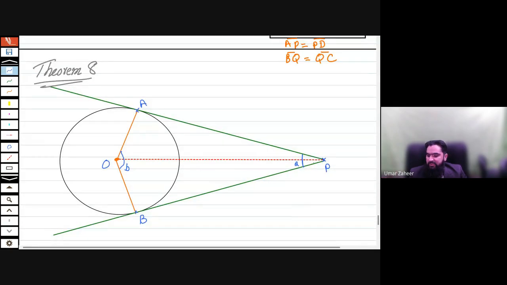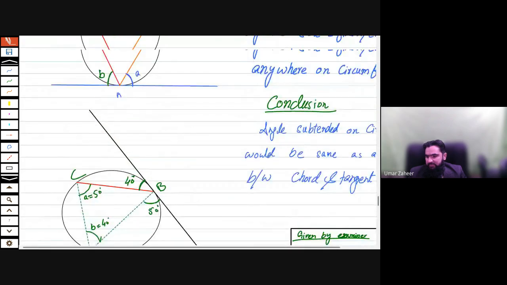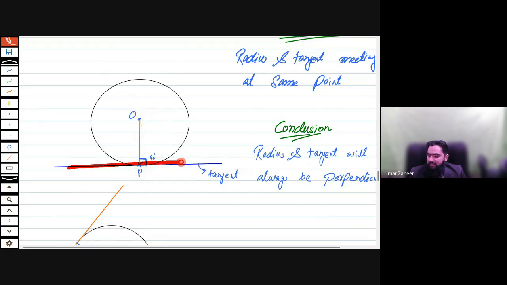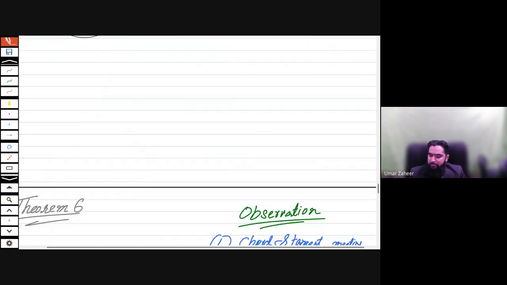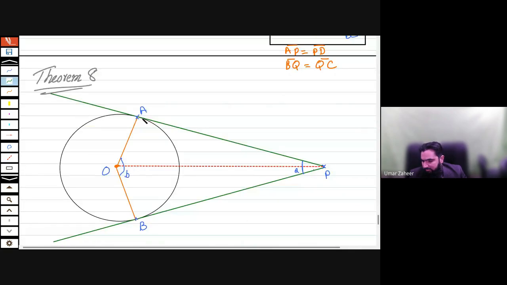The second thing is, look at here, we have done the property: the angle between the tangent and the radius is always equal to 90 degrees. Yes, that is 90. We just have done it here. The angle between the radius and the tangent is always equal to 90 degrees. This means that this angle and this angle are going to be 90 degrees.